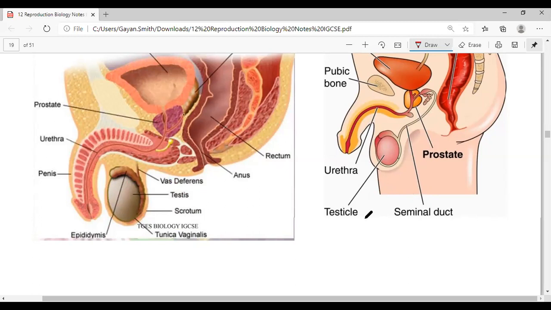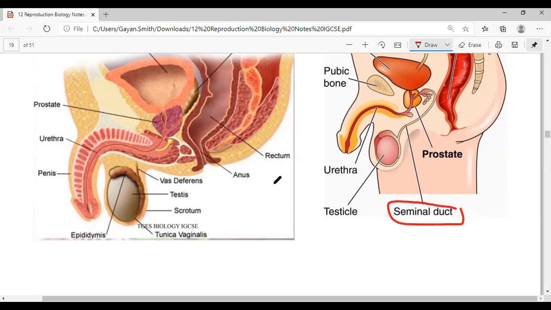There's another name for it. So this duct here, the seminal duct and the vas deferens are the same thing. So in this diagram over here, it's known as the vas deferens, and both of them are the same thing, right? So these two basically are the same, all right?